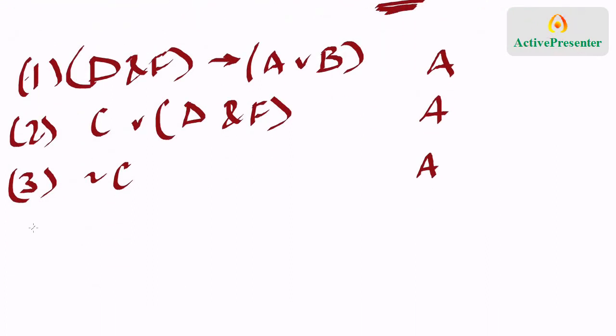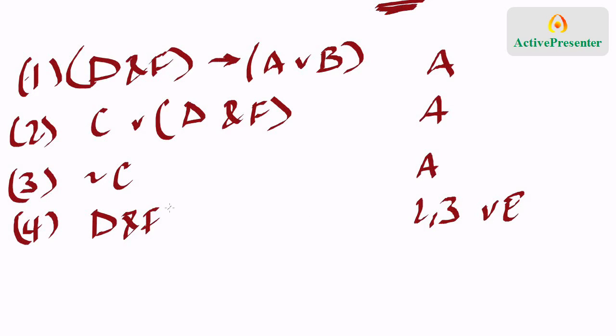So we have those, and we want to get to A or B. Okay, so it looks like the first thing we want to do here is get D and F. And we can do that by taking 2 and 3 and or elimination. Since we have C or D and F, and here we have not C, so we know that D and F has to be the case.